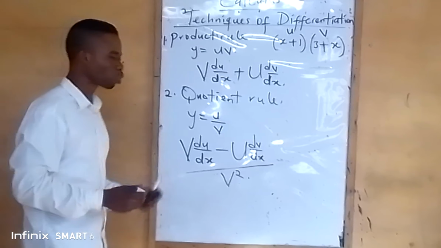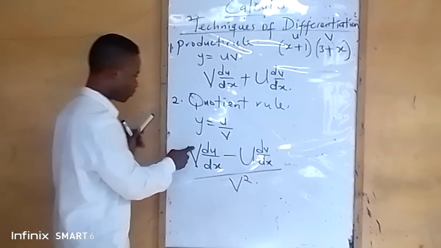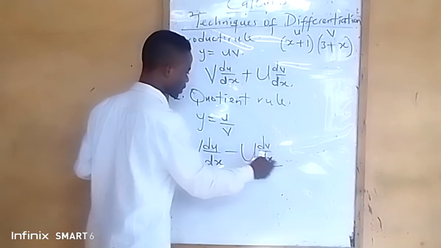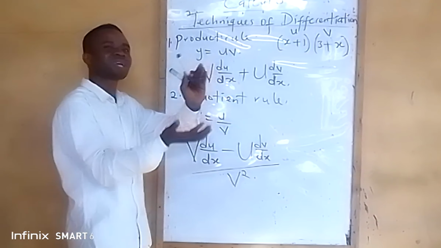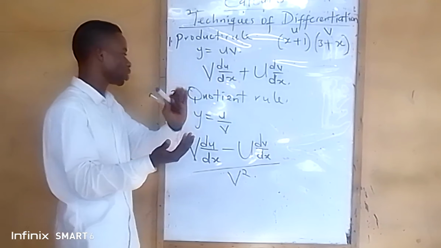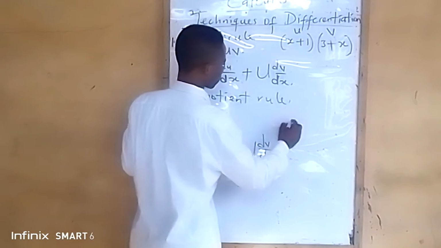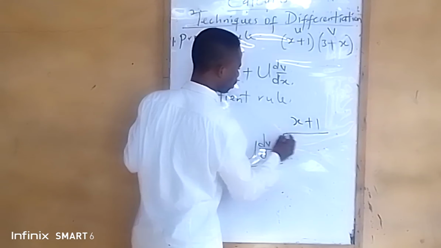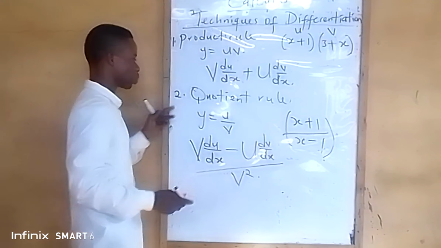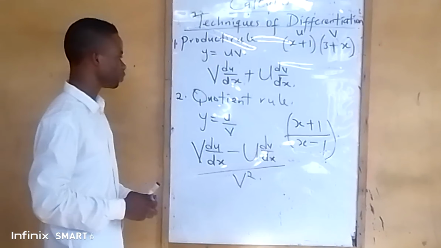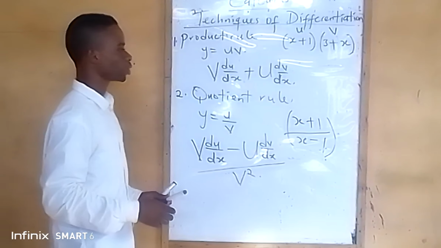This is the time to use quotient rule. And this is the formula: v du/dx minus u dv/dx all over v squared. That means you are having functions standing in the form of divisions. That's when to use quotient rule. Like when you are having something like this, x plus 1 all over x minus 1. So what you use is quotient rule, because it stands in the form of divisions.